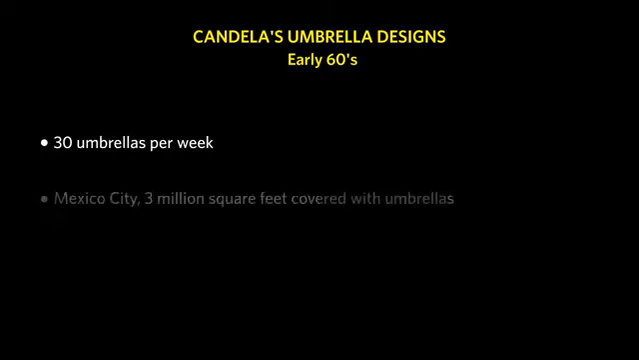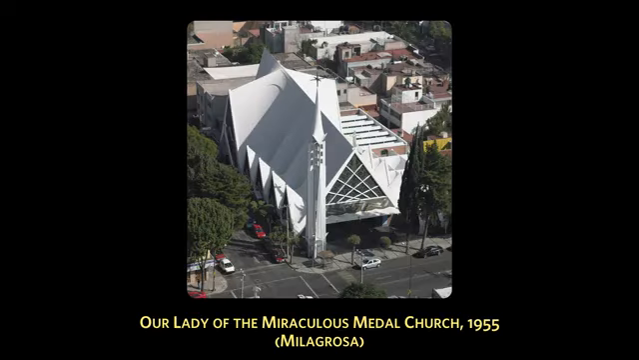By the early 60s, Candela was designing about 30 umbrellas per week, and Mexico City had 3 million square feet covered with umbrellas. Probably the greatest play of this umbrella form was for Our Lady of the Miraculous Metal Church, completed in 1955. I abbreviate it with the name Milagrosa, where Milagrosa means miraculous in Spanish. If I didn't tell you this was a derivative of the umbrella form, you probably wouldn't pick that up.